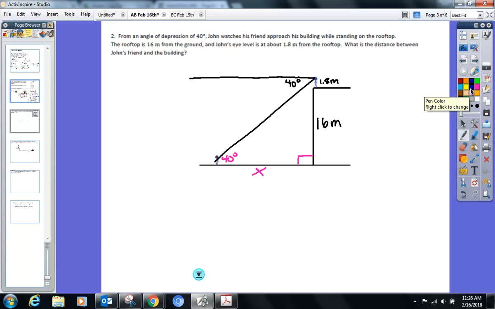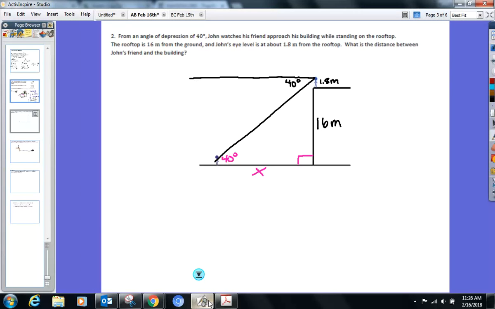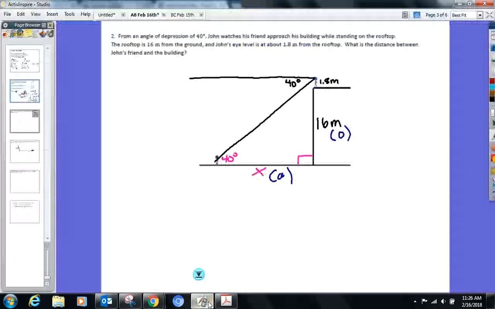All right, what's the 16 and x on my diagram then? 16 and x. Here you go, the 16 is opposite. And how about the x? Adjacent, meaning what ratio should I use here? Tangent. Tangent. Tangent of 40 equals opposite 16 over adjacent x.